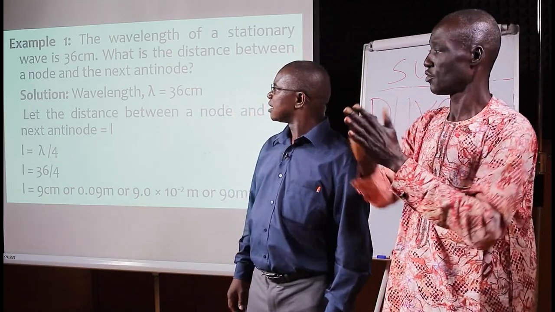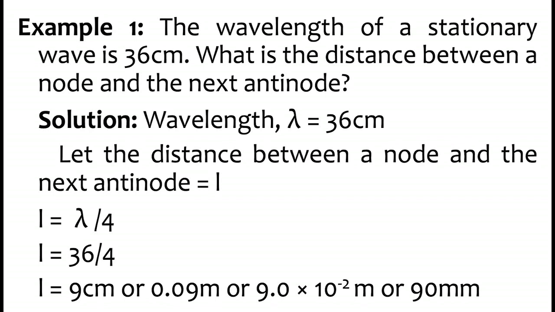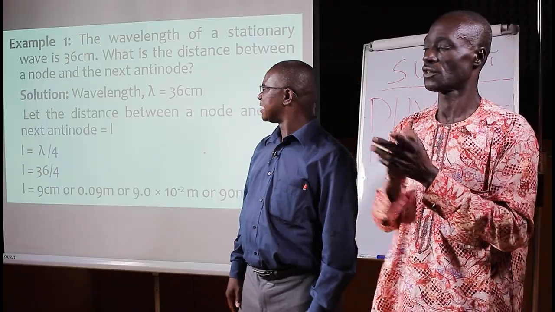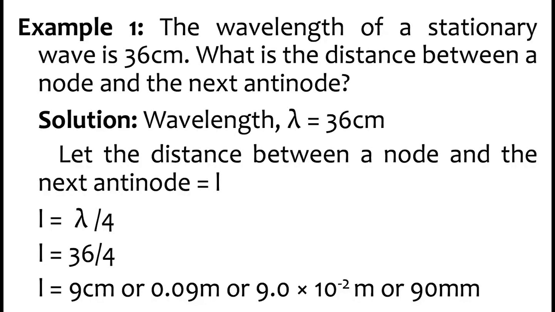Examples on application of how this is solved follow. Number 1, the wavelength, lambda, of a stationary wave is 36 centimeters. What is the distance between a node and the next antinode? Solution. Wavelength lambda is equal to 36 centimeters, given in the question. Let the distance between a node and the next antinode be equal to L. But we've discussed this, and we've established the fact that between a node and an antinode, our distance L is lambda by 4, where lambda is given as 36, and so L is equal to 36 over 4.